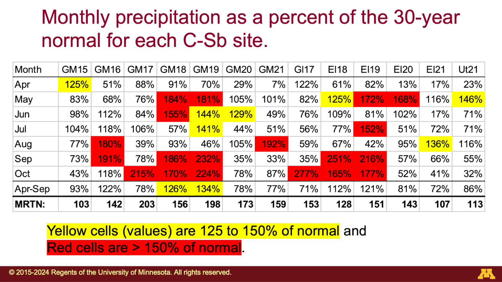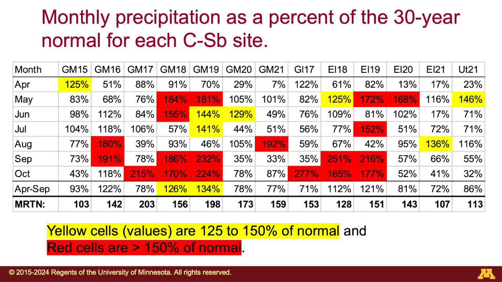So what about rainfall? This is a crazy chart, and it's monthly total rainfall at every site across the top for these corn following soybean sites. It's got an April through September total, and it's got the MRTN, or the economic optimum N rate, for each individual site. And what I've done is I've set this as a percent of normal rainfall, so whatever was normal for that month in that year at that location.